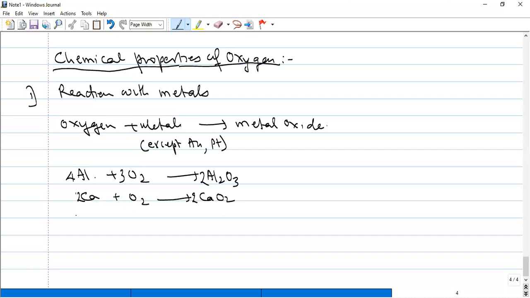So formula ये गलत लिखा मैं. This formula is wrong. Calcium oxide.